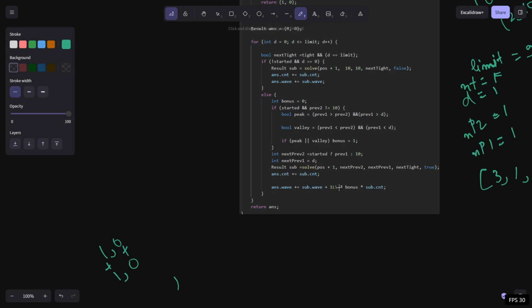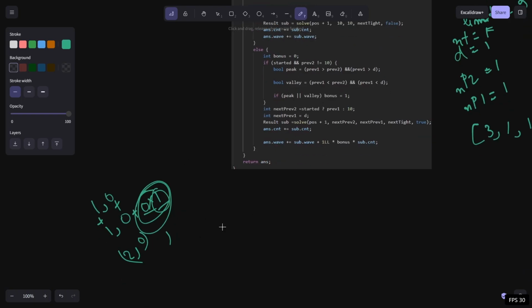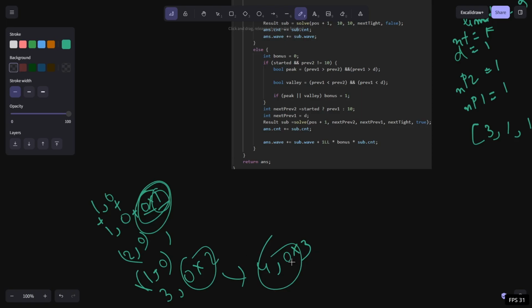Total number of waves plus current wave, plus it counts number of bonus into number of count. The bonus is 0, so it all contributes 0, so at the end it becomes 2, 0. Then another third call returns 1, 0, so it becomes 3 comma 0 into 2, and again 4 into 0 into 3. Like this it compounds.